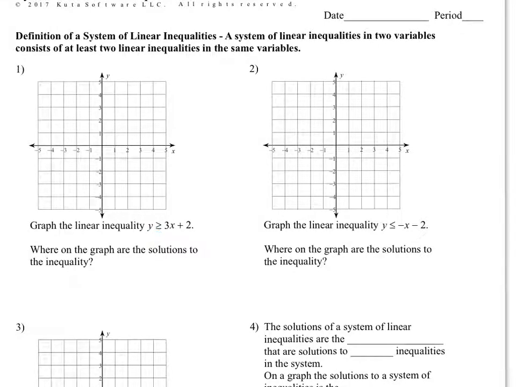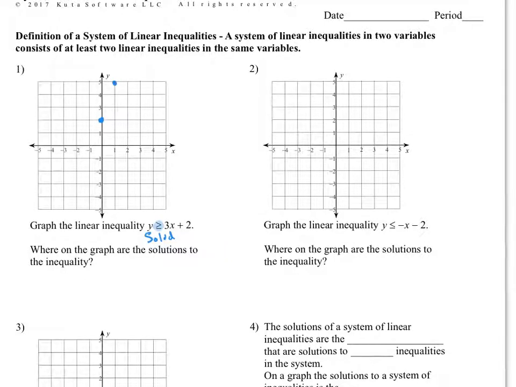What I tend to start with is figuring out if it's going to be a solid or dotted line. Because it's y is greater than or equal to, right off the bat, that tells us that we have a solid line. So we have our slope of 3 and our y-intercept of 2. So let's get started. Here's our y-intercept of 2. I go up 3 over 1.